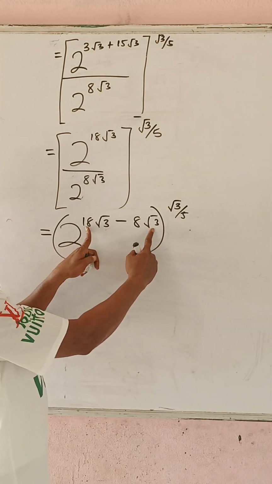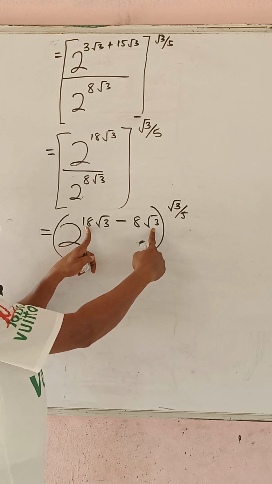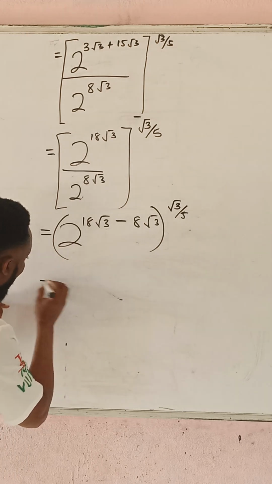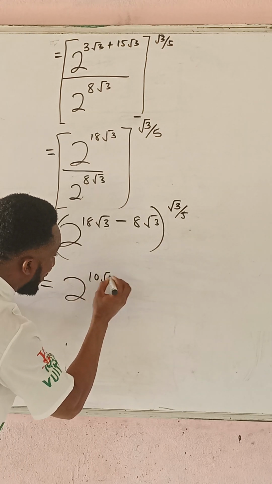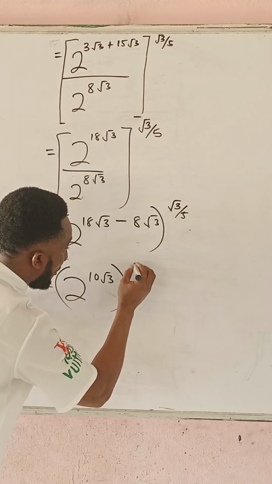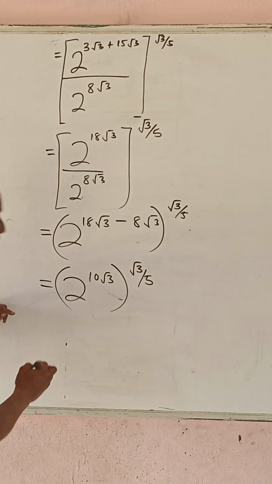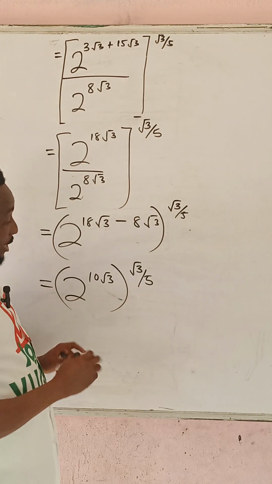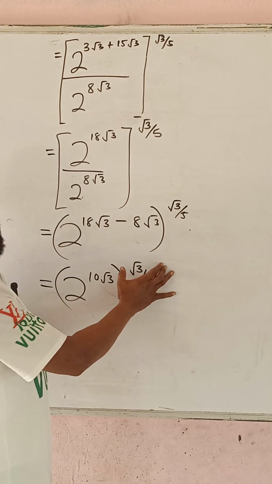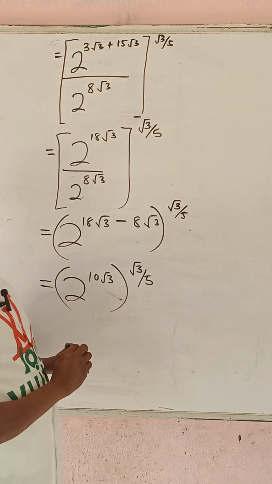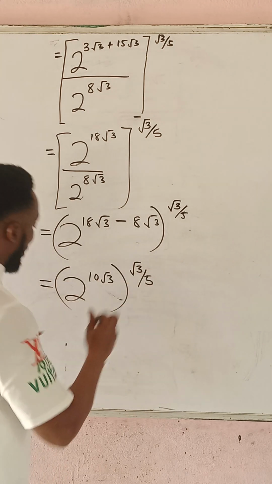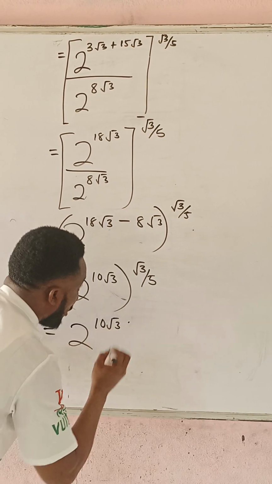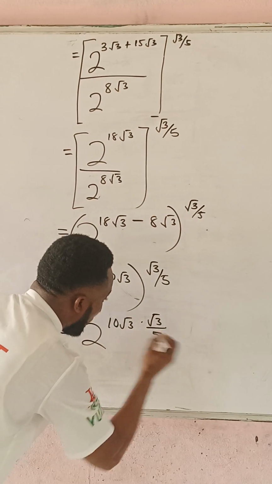So 18 root 3, sorry, minus 8 root 3. This is like 18x minus 8x. That'll give me 10x. So we have 2 to the power of 10 root 3, all raised to the power of square root of 3 on 5. Now, here, as you can see carefully, this is a power raised to another power. So we make use of the same power rule. So we have to multiply the two powers. So the final step is 2 to the power of 10 root 3 multiply root 3 on 5.